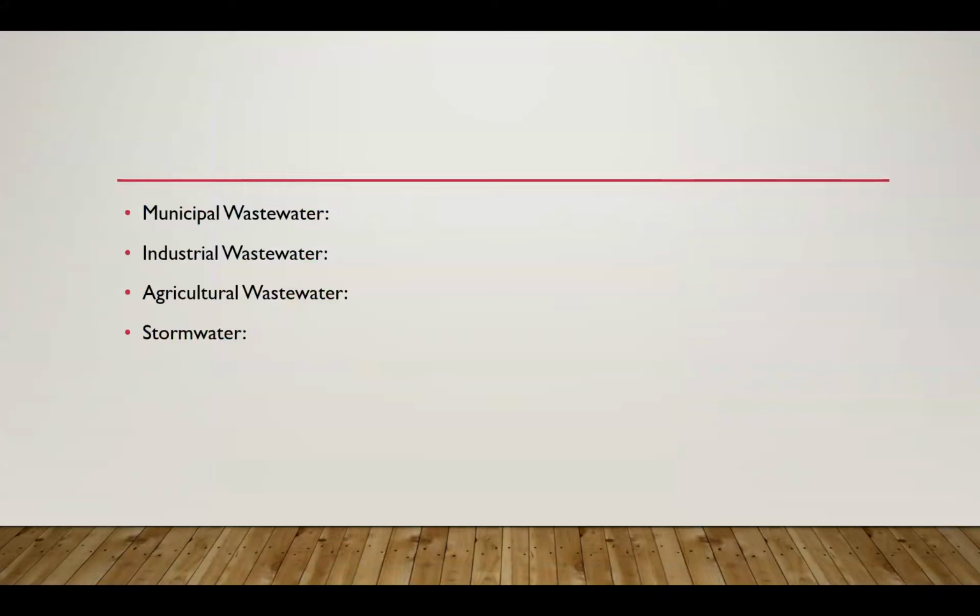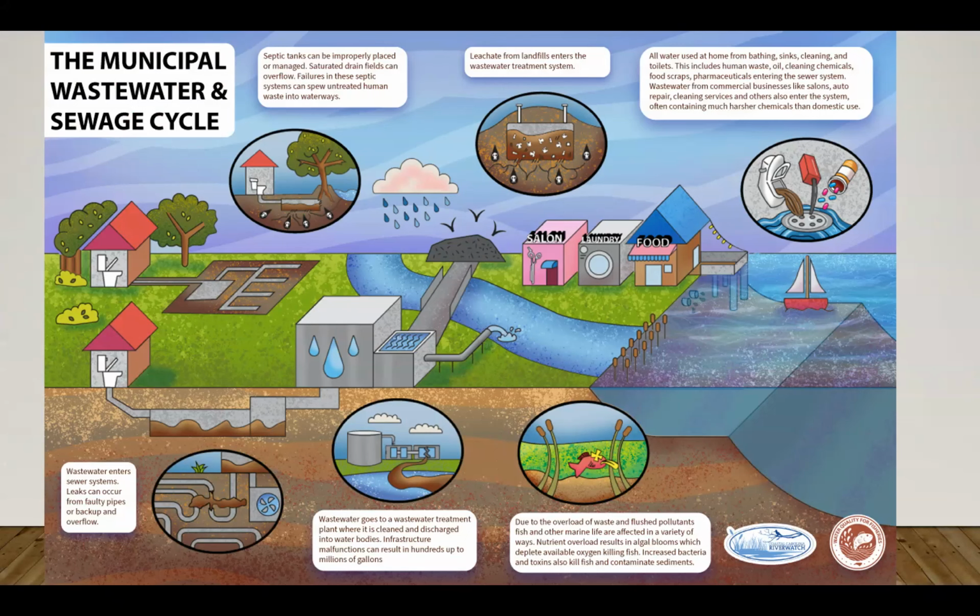To clear the doubt, I would like to discuss the different wastewater sources: municipal wastewater, industrial wastewater, agriculture wastewater, and stormwater. Here we have discussed already domestic wastewater. So what is the difference here?